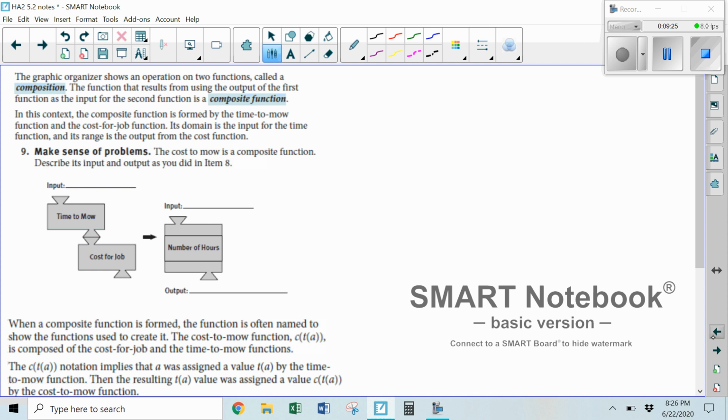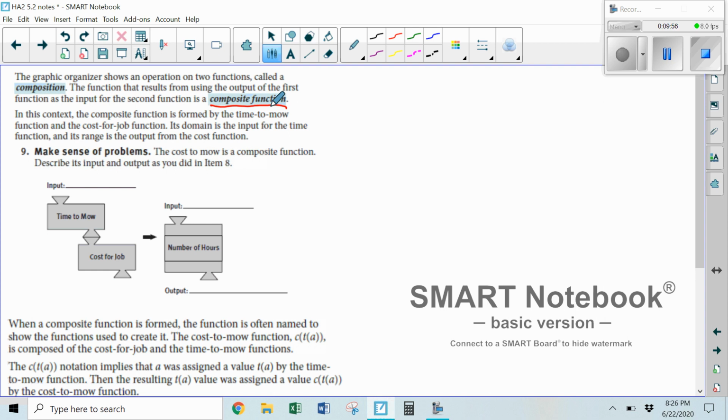So it says the graphic organizer shows an operation of 2 functions called a composition. The function that results from using the output of the first function as the input for the second is a composite function. I think that was the title of our lesson today at 5.2. In this context, the composite function is formed by the time to mow function and the cost for a job function. Its domain is the input for the time function, and its range is the output from the cost function.